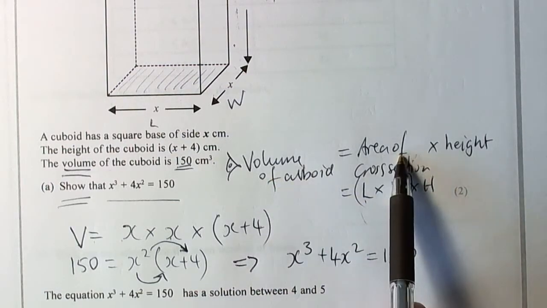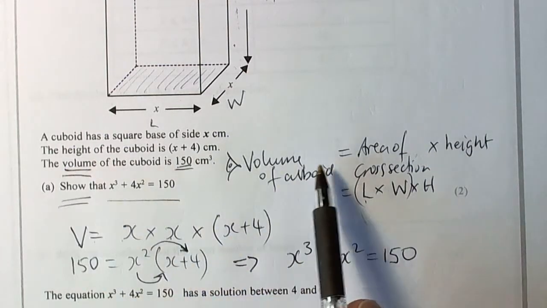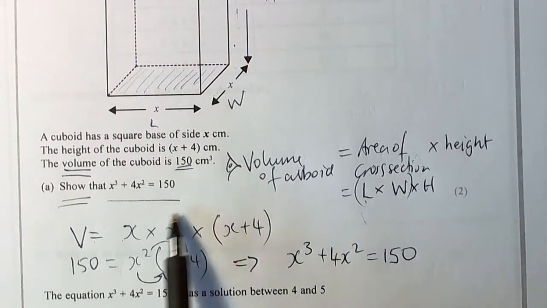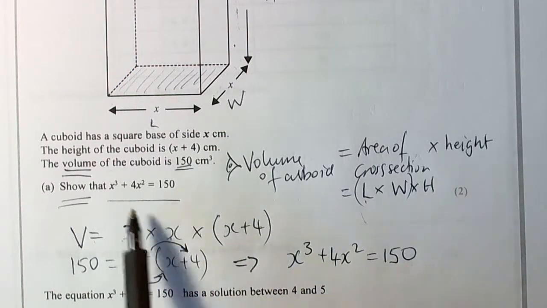Start off with the formula for the context of the question. The context was volume, so write down the volume formula. Fill in the missing bits with the letters they give you. Do the multiplications. Out pops what they wanted you to show.